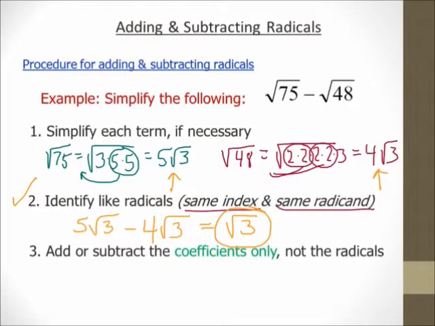And if you want to check it in this case, you could just type in square root of 75 minus square root of 48 in your calculator, get some crazy decimal, then type square root of 3 in your calculator. That decimal should match. If it does, then you know you did it right.